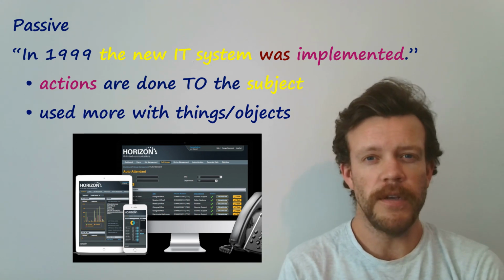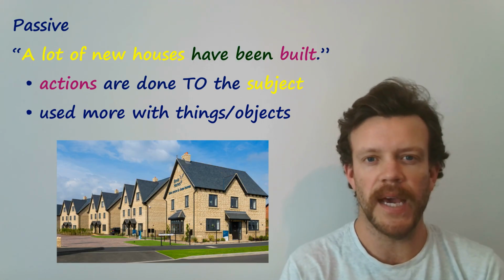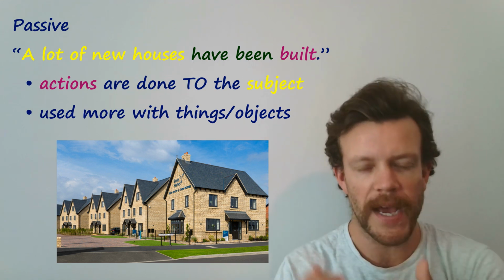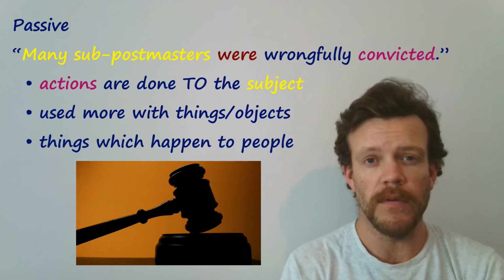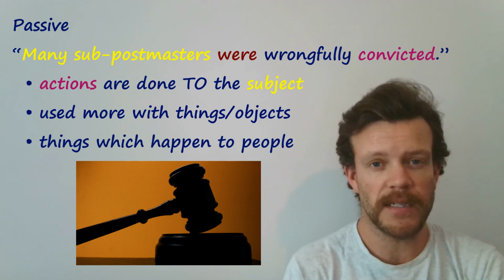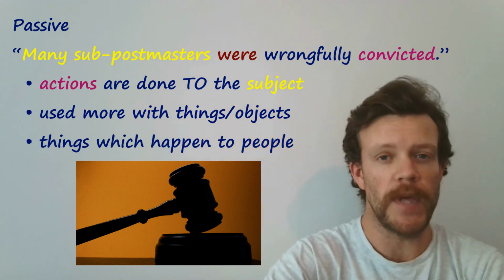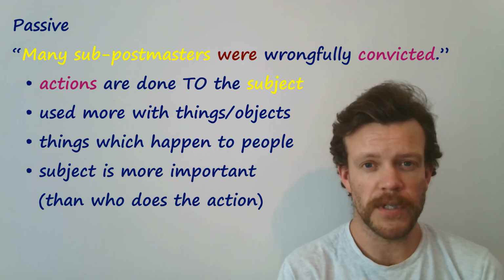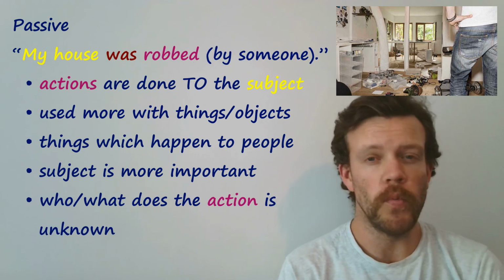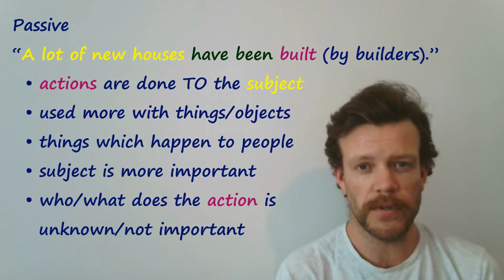Generally, I say to students, you're more likely to use this with things or objects because things like a house don't do actions. Actions are done to them, but we do also use it with people. In this case, when things, bad things often, happen to them. And we're also going to use it when the subject is more important, or who or what does the action is either unknown or not important.